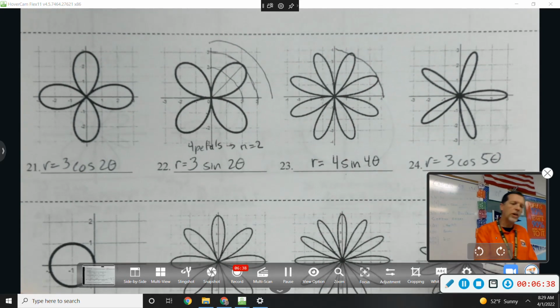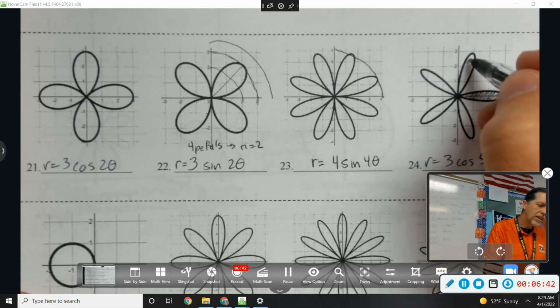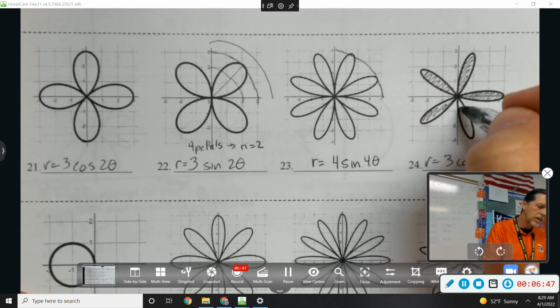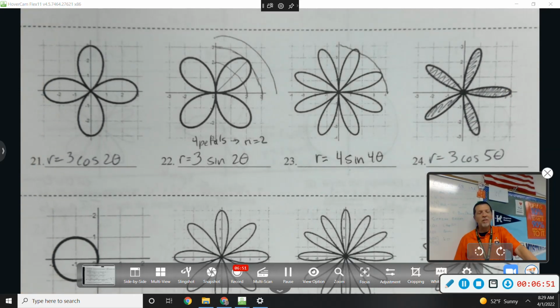It's really fun in calculus, not even calculus 1, calculus BC, you can find the area of the petals. Like, I don't want to do that right now. No, we don't know how to do that yet. In fact, we don't even do that in calculus AB.